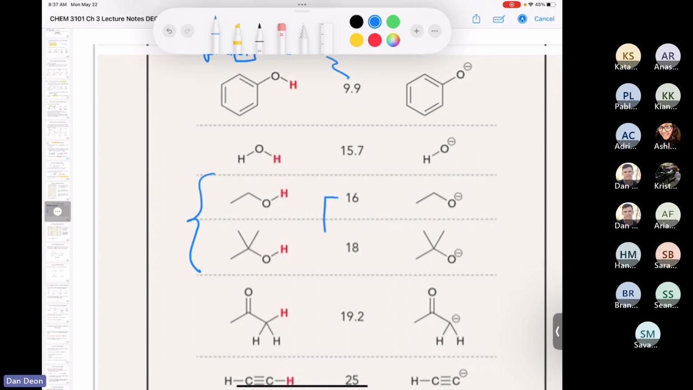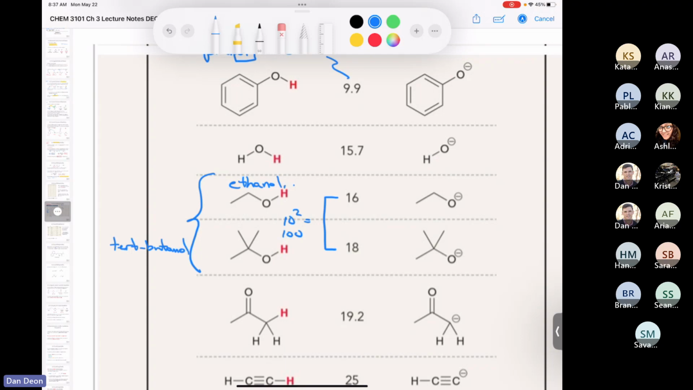And if you look at the two here, what's the difference between 16 and 18? It's 2. So that would be the same thing as 10 to the power of 2, which is equal to 100. So that means that ethanol is 100 times more acidic than this alcohol, which is called tert-butanol. We actually saw this today already.